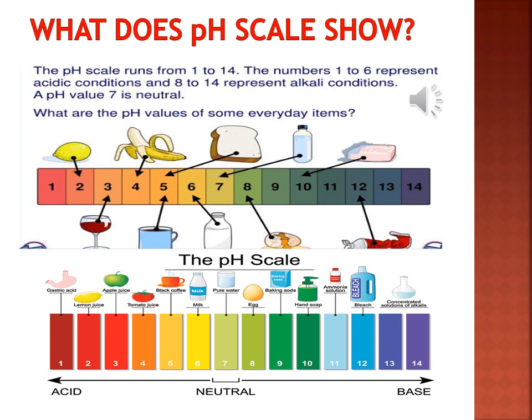This particular scale has numbers from 0 to 14, where every number signifies an acidic, a basic or a neutral solution. So from 0 to 6, when we are moving ahead, it is an acidic medium. At 7, it is neutral. And then above 7 till 14, it is going to be a base.